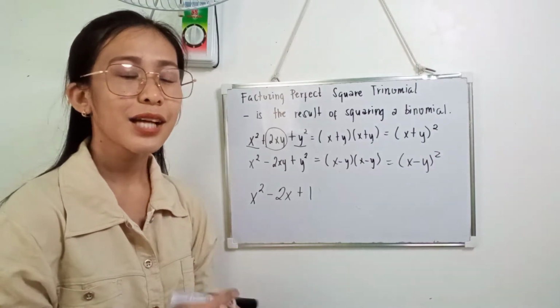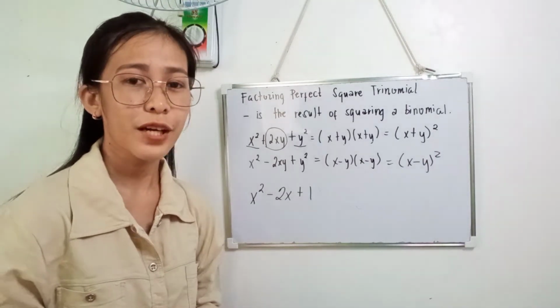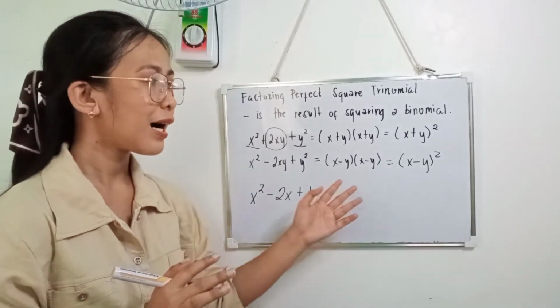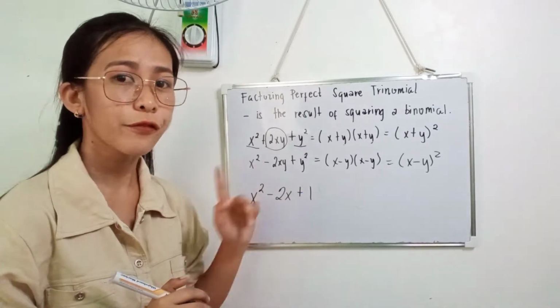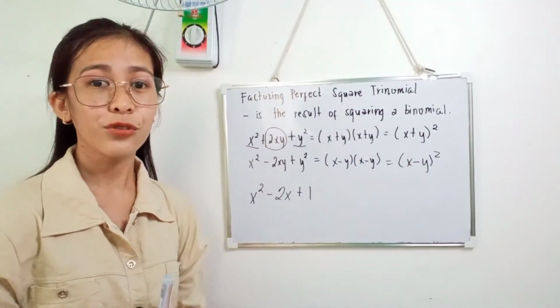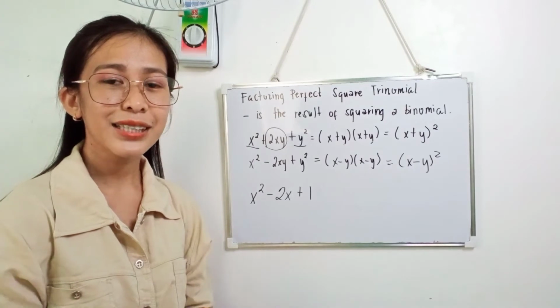Kaya nga lang, kasi dapat alam nyo kung paano mag-identify ng perfect square trinomial, enable for you to know na, okay, perfect square trinomial to, therefore, alam ko na kung anong factor niya. Ito yung magiging itsura ng factor nila. Diba? Ganun lang kasimple.